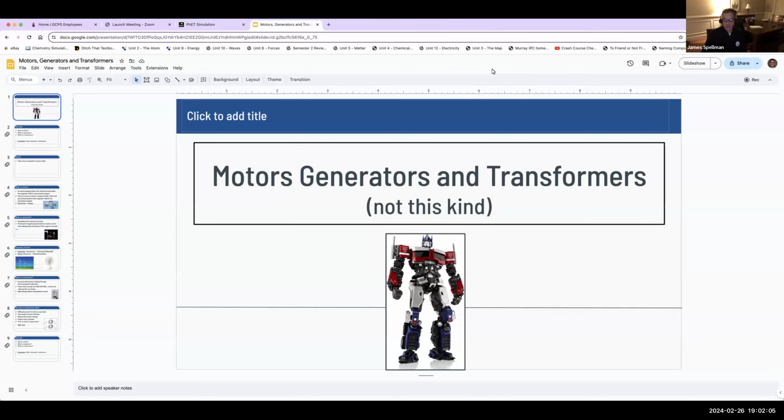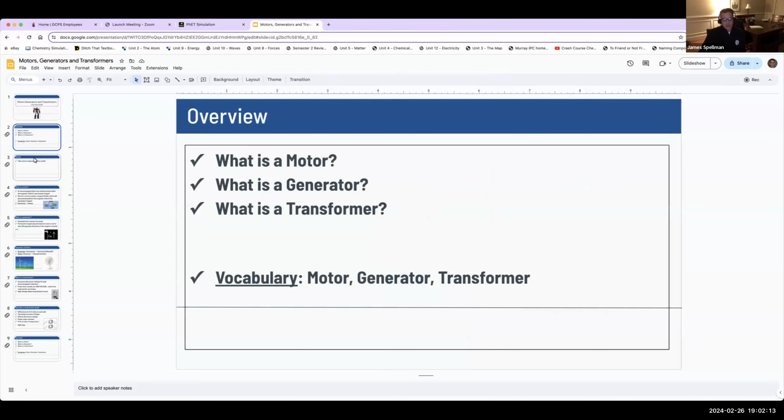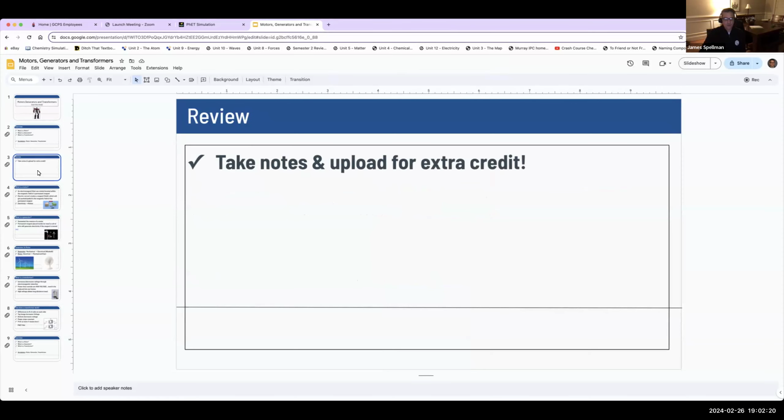Okay, not this kind of transformer, but we use that word a lot, and transform means to change, so it kind of makes sense when we get to it. So let's hop right into it. We're going to try to answer the questions of what's a motor, what's a generator, and what's a transformer. That's our vocabulary: motor, generator, transformer.